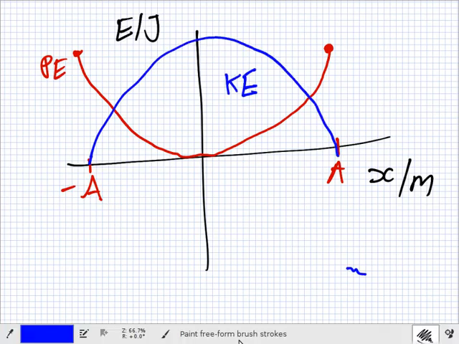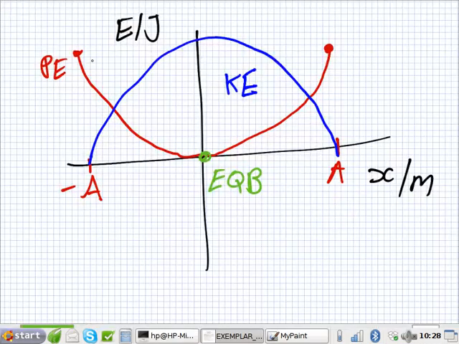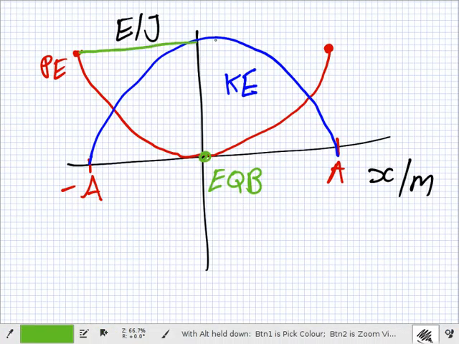Yeah, there you go. Right, and the equilibrium position is here. Equilibrium. And total energy we need as well. So basically the energy does not go.